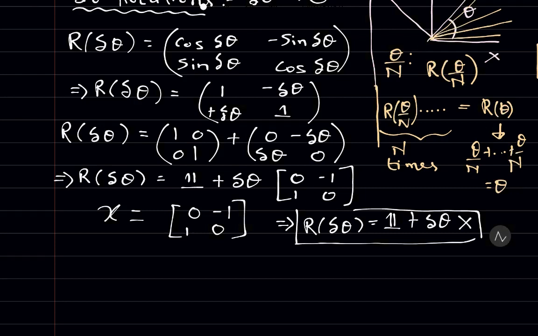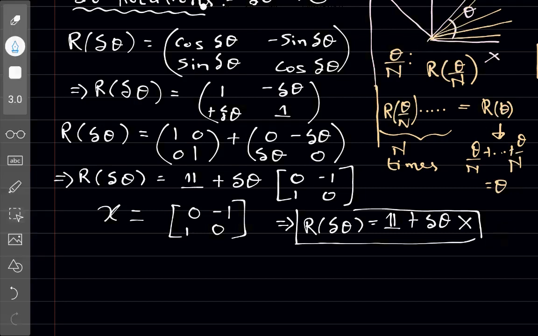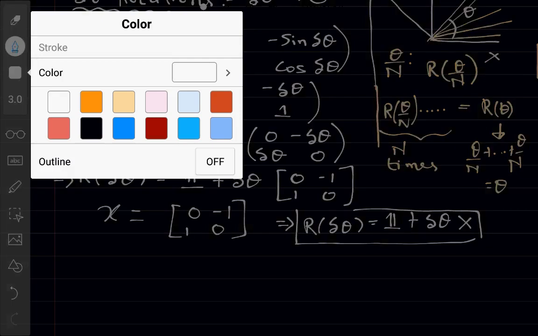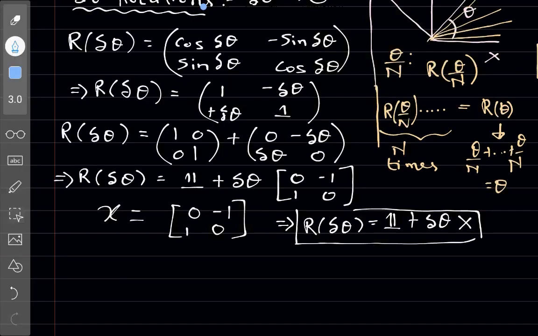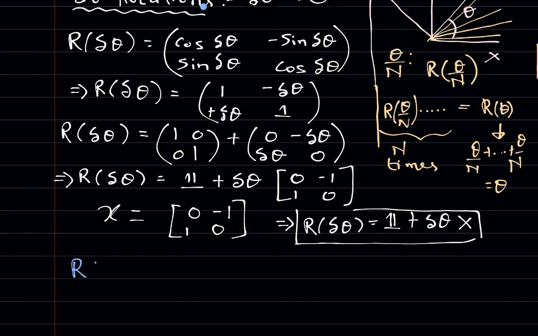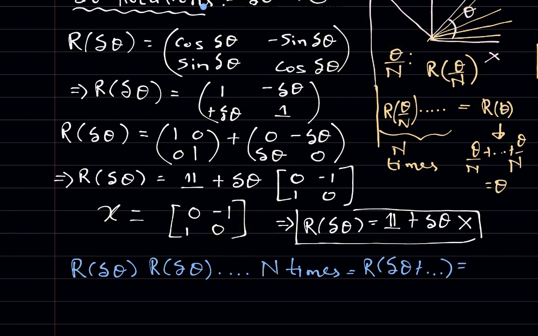What are we going to do with this result? We are going to do something very interesting with it. We know that if I have R of delta theta and I multiply with R of delta theta n times, then it is equal to R of all the delta thetas getting added n times, which is nothing but R of theta. So a finite rotation is a big multiplication of the infinitesimal rotation matrices.